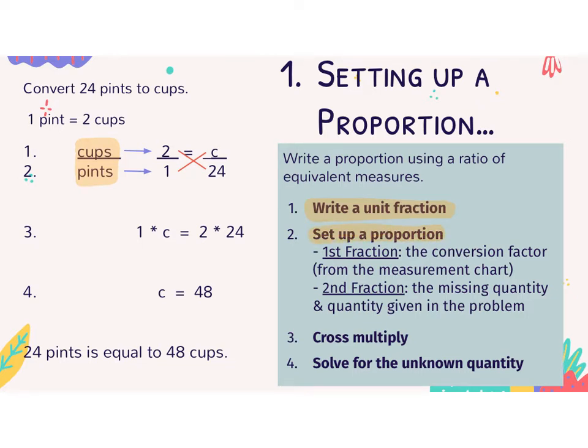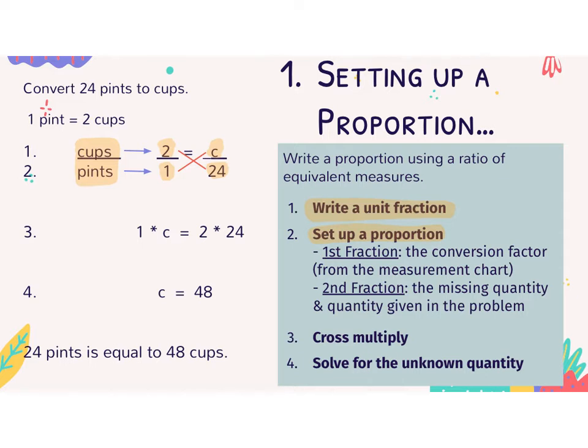The first ratio or fraction in our proportion will be the conversion factor that we get from the measurement chart. That is 1 pint equals 2 cups. The second fraction or ratio is the missing quantity and the quantity given in the problem. In the problem, it tells us we need to convert 24 pints to cups, what we don't know. So we'll label that C.